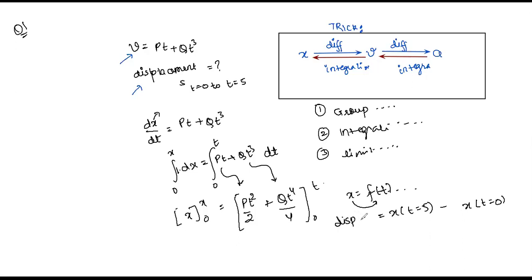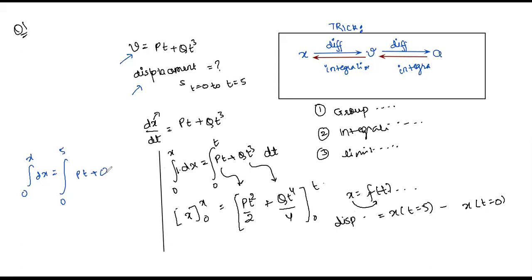This is one way of doing the question. Another way is you change your limits. So you might wish to write integration from 0, instead of writing 0 to x, write it, or just write 0 to x dx, instead of writing 0 to t, right here directly from 0 to 5, right? And then you integrate.